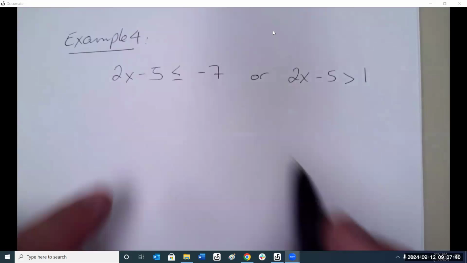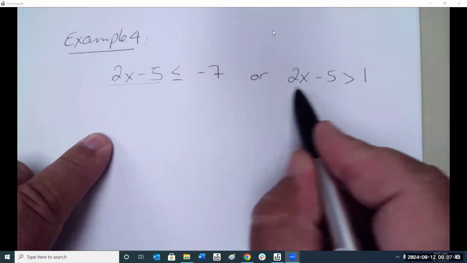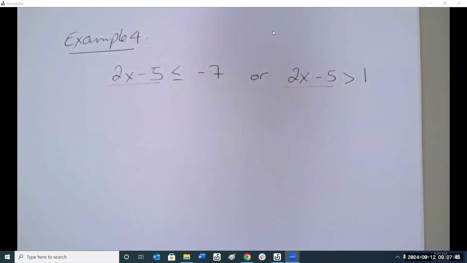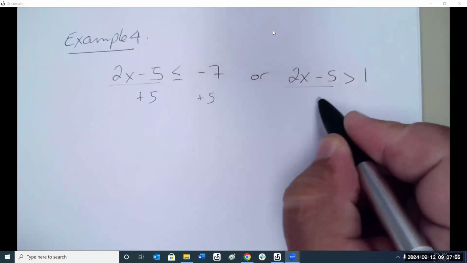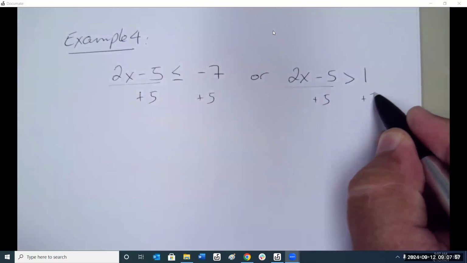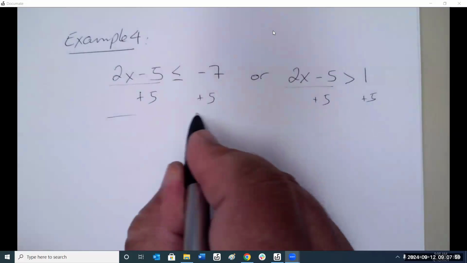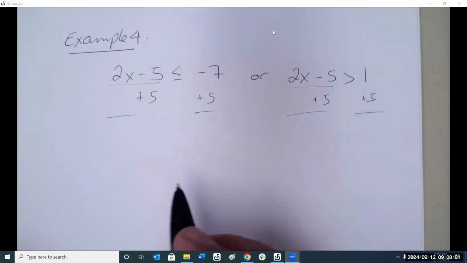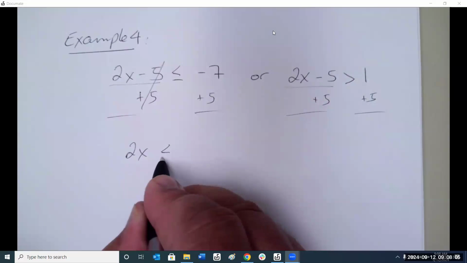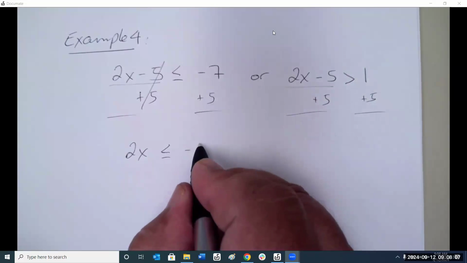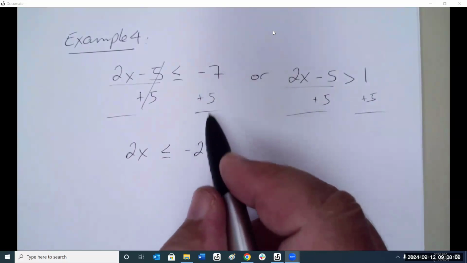First step, you notice how this and this are the same equation. It just goes opposite directions. So what do we do first? Yeah, add 5 across the entire equation. So we have 2x is less than or equal to -2. Since 7 is bigger than 5, it's negative.